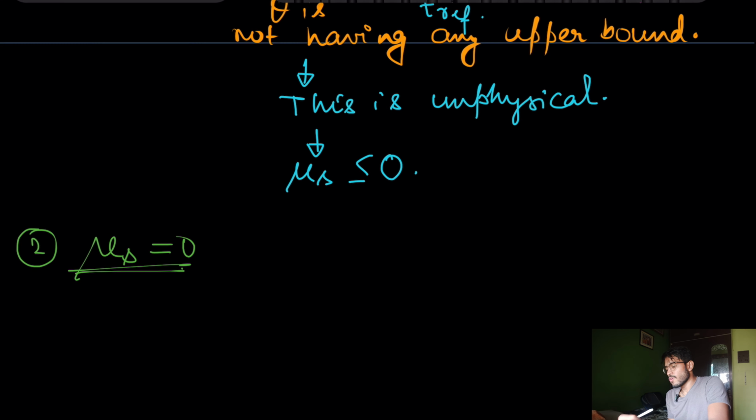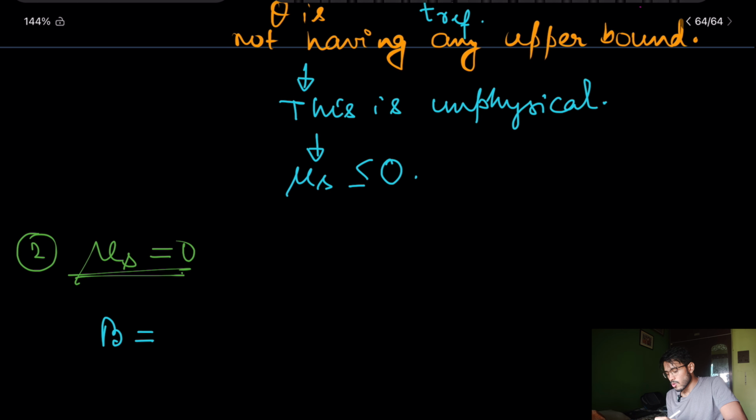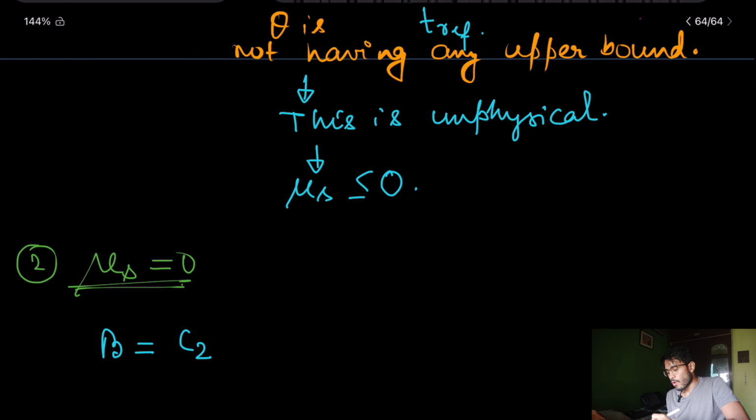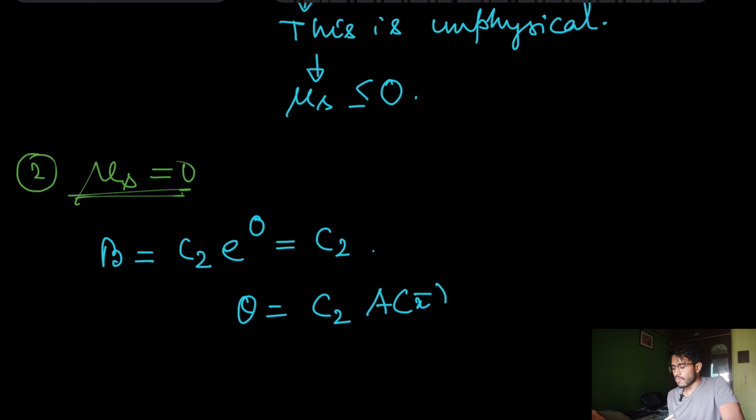If mu s is equal to 0, then this equation boils down to b is equal to c2 into 1, because this is e to the power 0 and that is 1. That means b is equal to a constant. If b is equal to a constant, then my theta becomes some constant into a, and a is only a function of x bar. That means my theta is only a function of x bar. That means my theta is not varying with time, and that is a trivial solution of this problem.